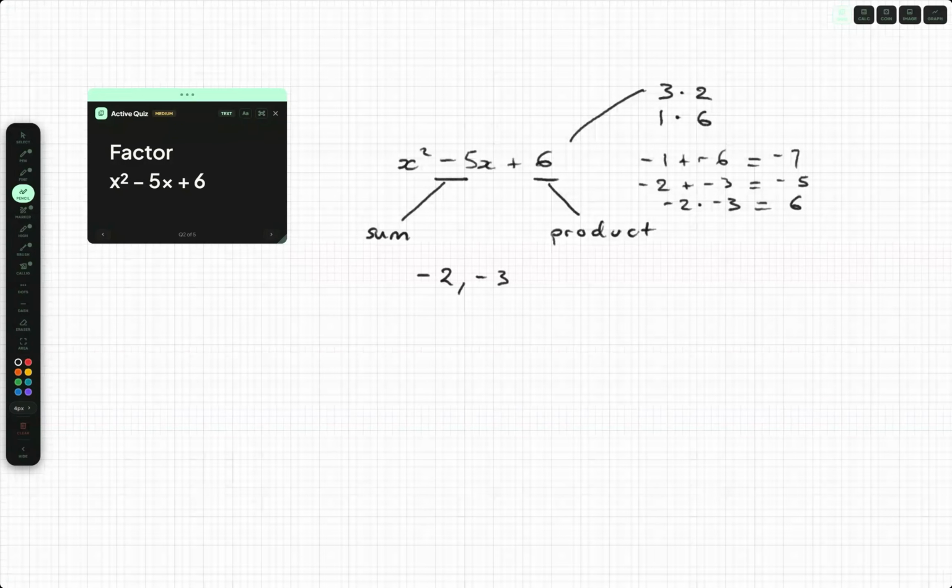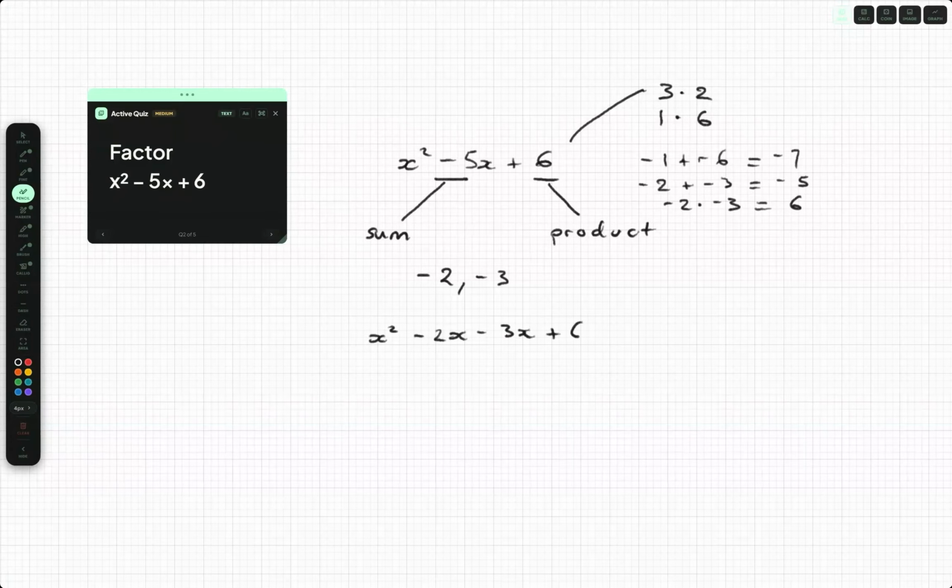Now we just need to rewrite the entire expression. So x squared minus 2x minus 3x plus 6. Still exactly the same. These two terms at the bottom still equal -5x. There's still this -5x. So it's still exactly the same expression. All right. Now we just need to factor by grouping. What do these two have in common? Well, these two have the common factor only of x. So let's factor out the x.